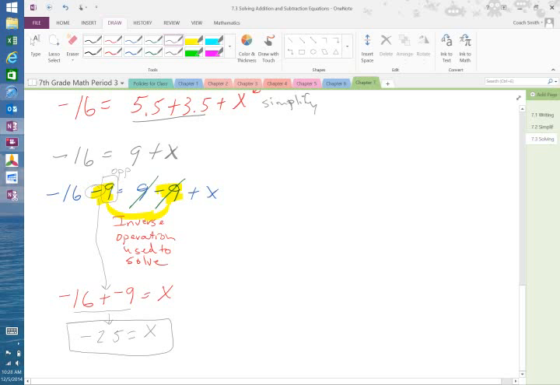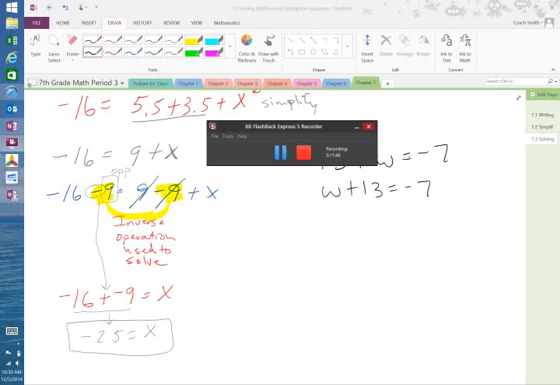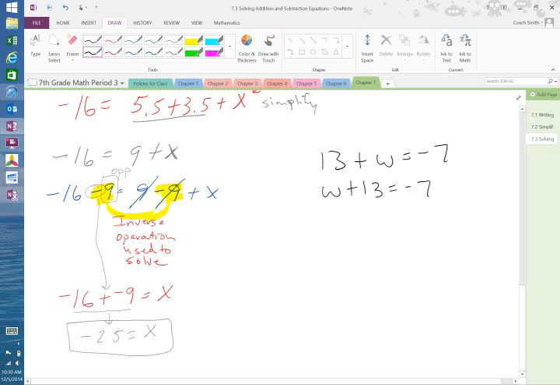Any questions on that one before I move on to the next one? All right. I want you to try this one on your own. 13 plus W equal negative 7. Give you about a minute to do that one, and then we'll discuss it. All right. W plus 13 equal negative 7.